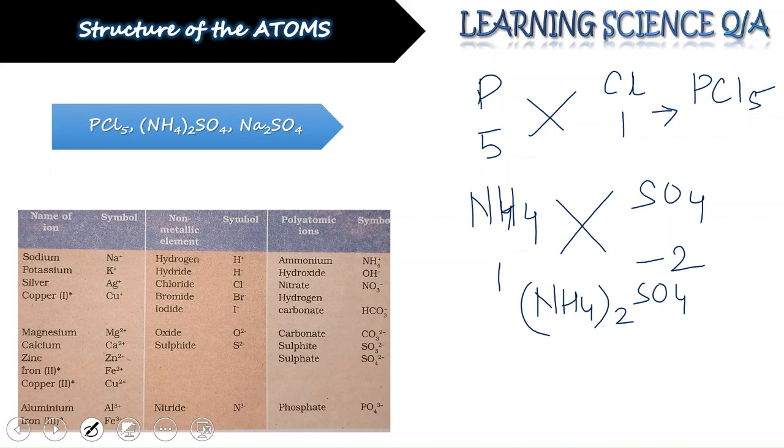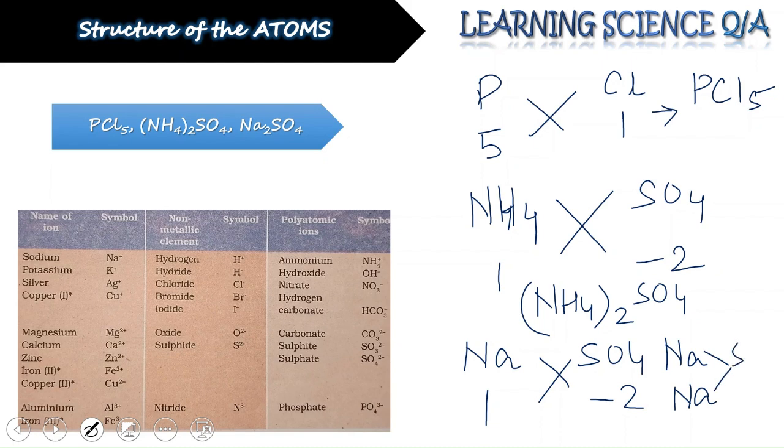A similar case is sodium, which has valency 1, and sulfate can take 2 electrons maximum. So to combine sodium with sulfate, 2 atoms of sodium will be required to combine with sulfate, and this becomes Na2SO4. So while writing a chemical formula, the valency and the charge on the ions have to be considered.